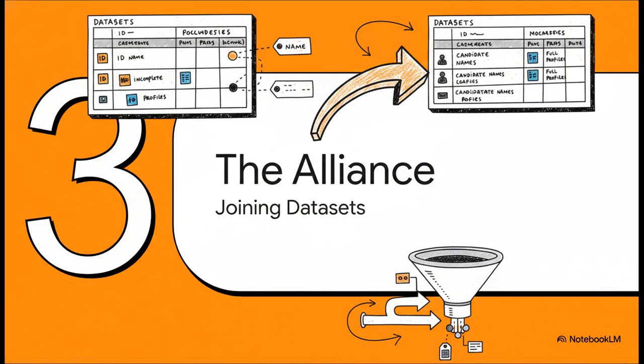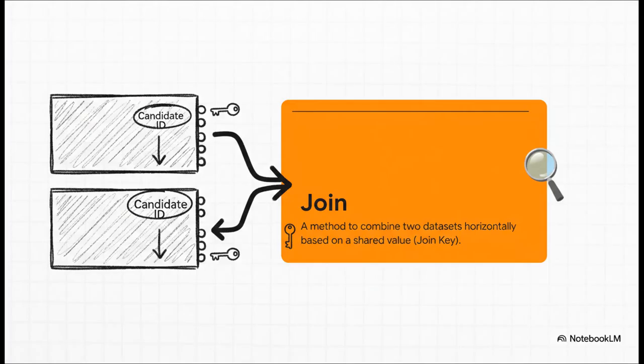But it's still missing a key piece of the puzzle, the actual candidate names. To get the full picture, we need to combine it with our other dataset, the one with all the candidate info. The technique for doing this is called a join. It lets us merge two different datasets by matching up rows based on a shared piece of information. In our case, that common link or join key is the candidate ID that exists in both of our files.